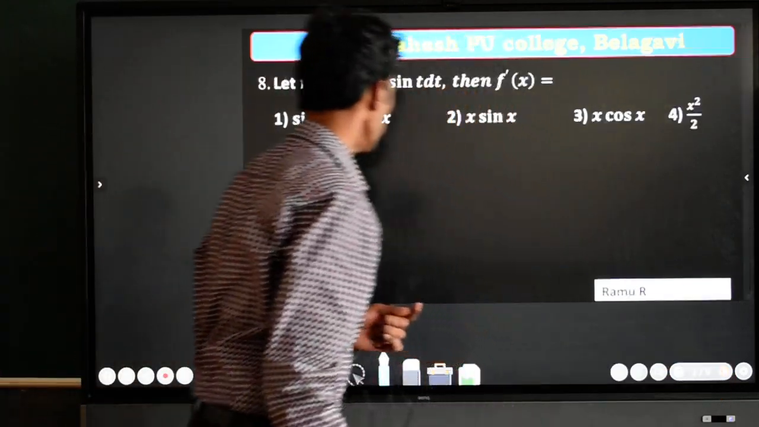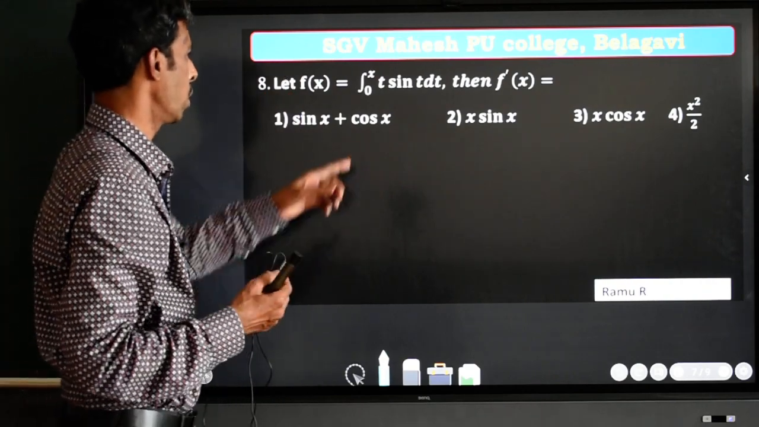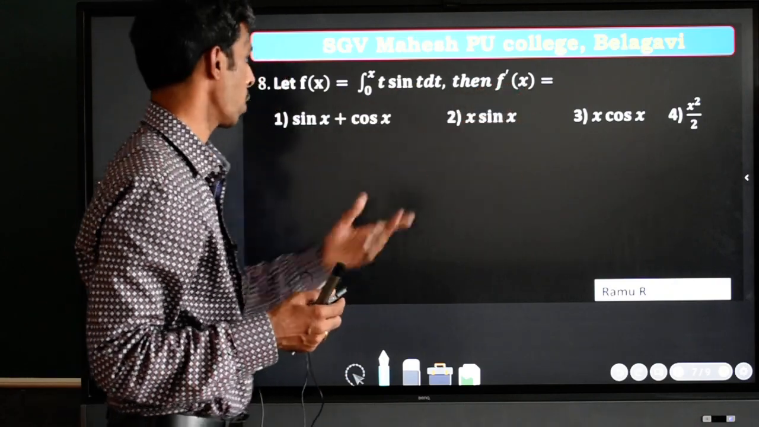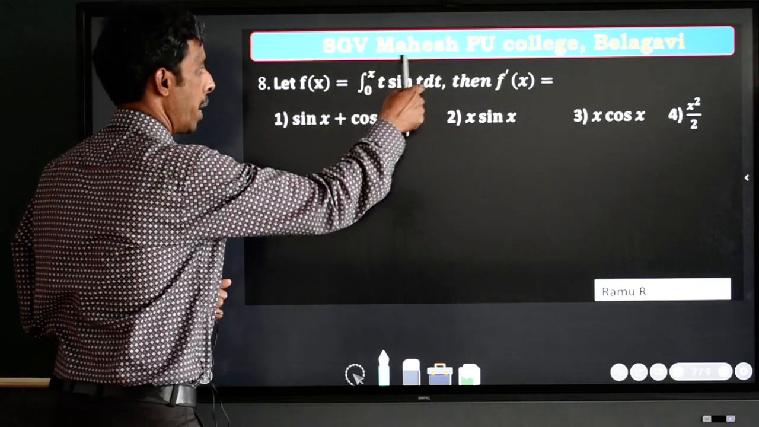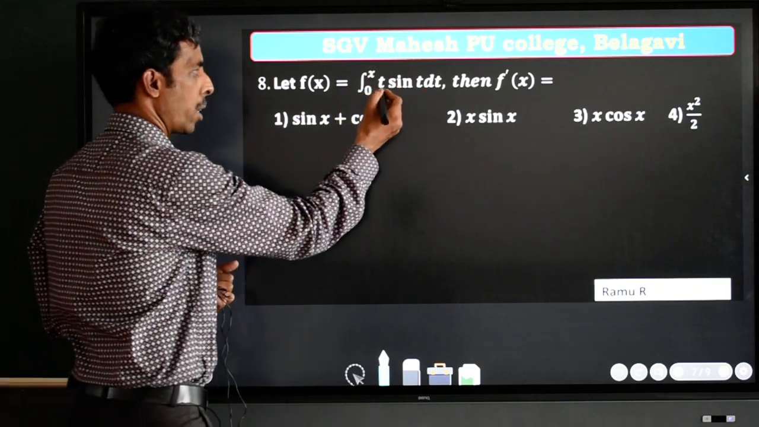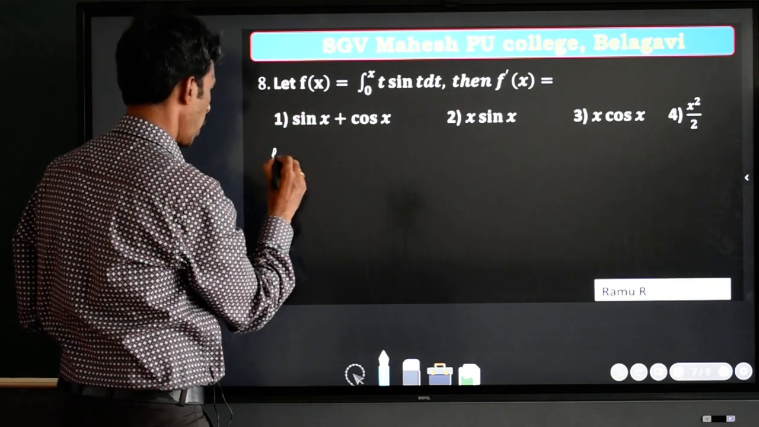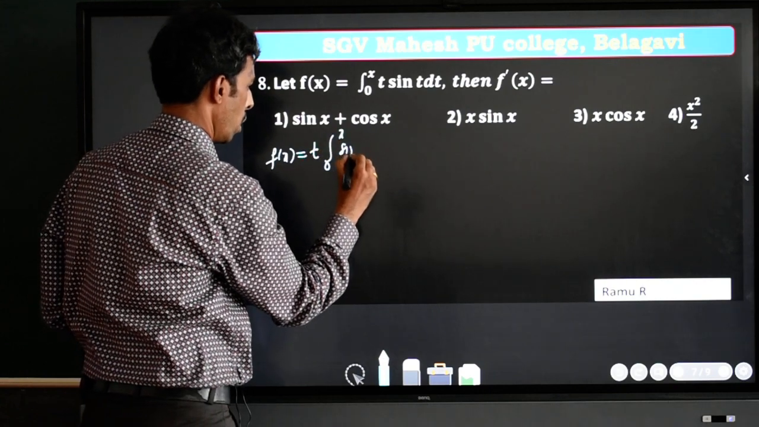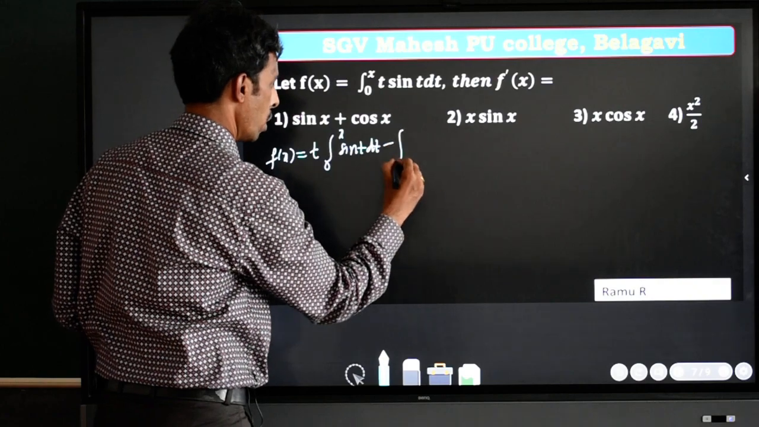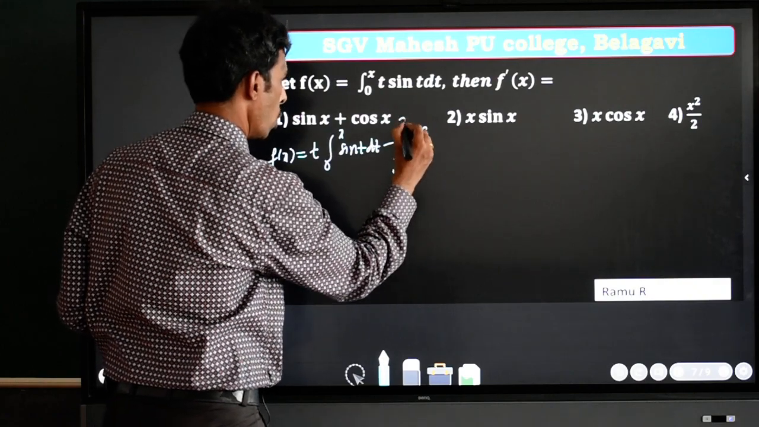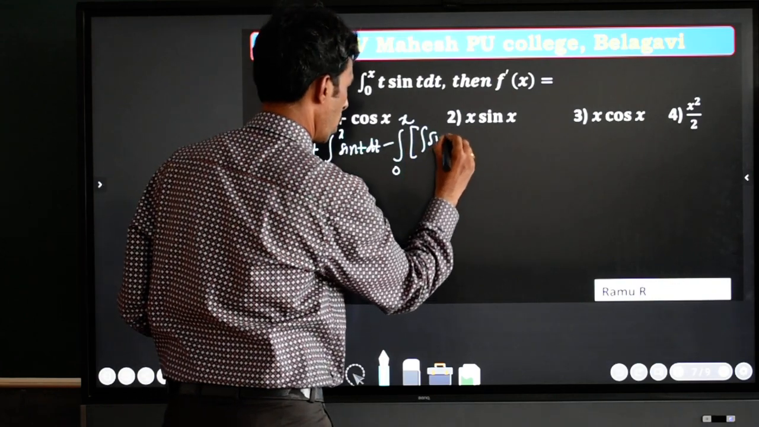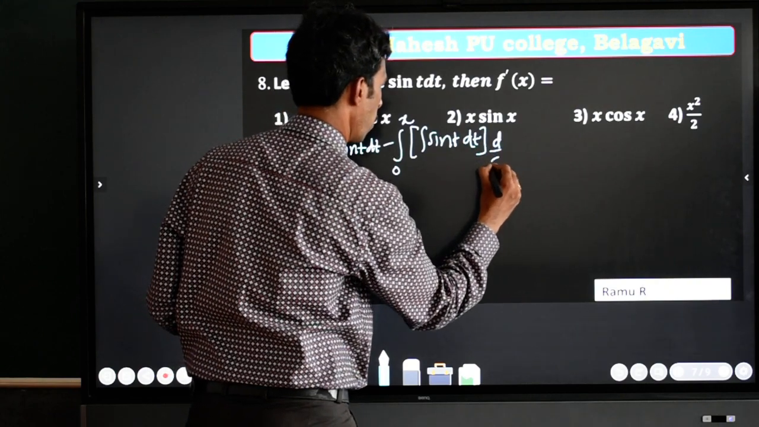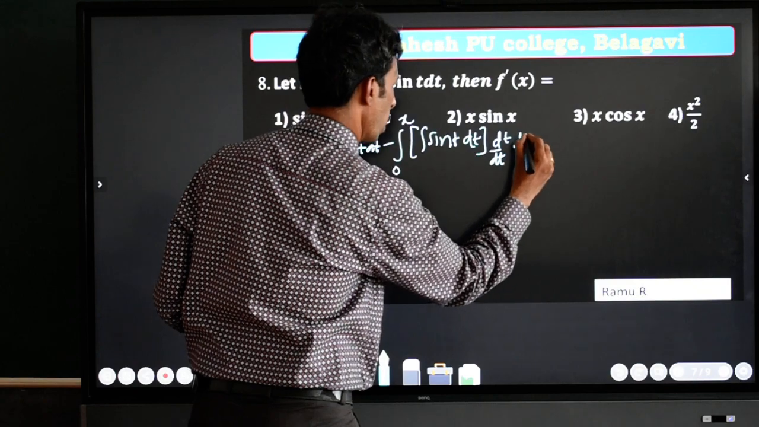Next. See, let f of x equal to the integration from 0 to x of t sin t dt. Then what about f dash of x, they are asking. You don't think. First of all, find the integration of this term by applying integration by parts. Next, f of x is equal to t times the integral of sin t dt from 0 to x, minus the integration from 0 to x of sin t into dt, then the differentiation of t into again dt.